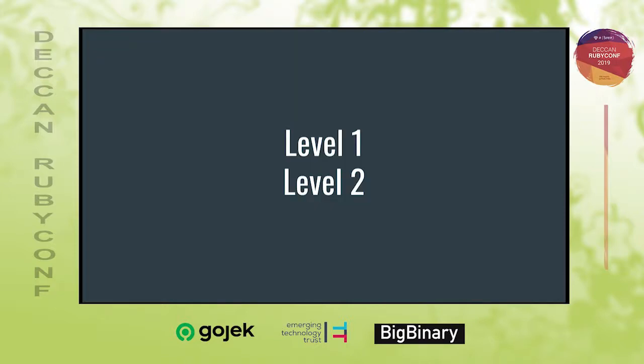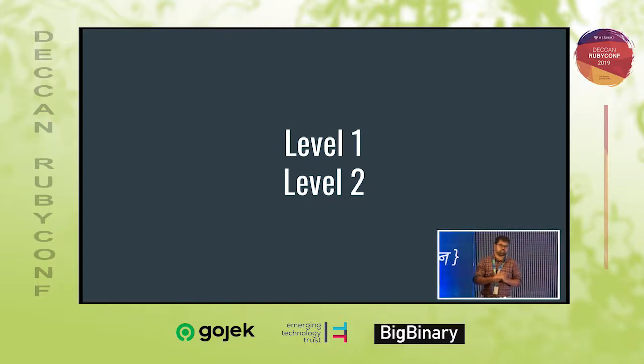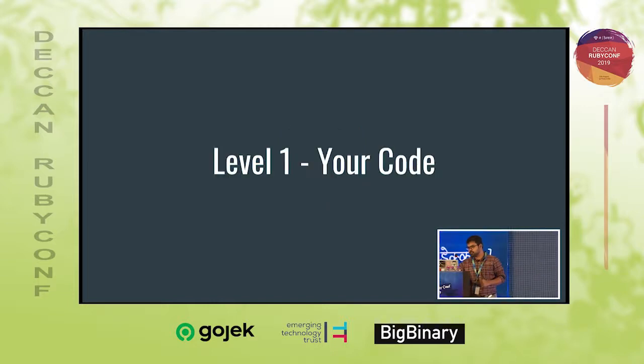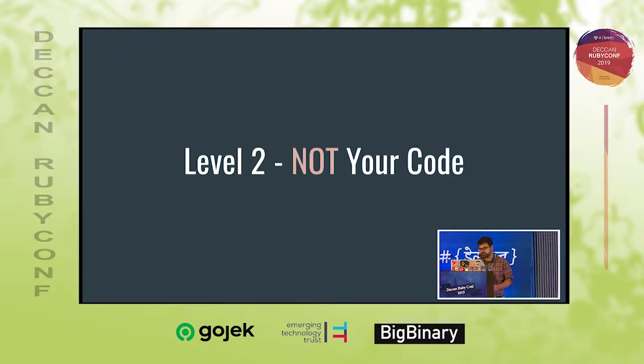So going to Ruby debugging. There are two parts that I have devised, which you should look at. First is level 1, and second is level 2. Level 1 is basically your code, your Ruby code, and if level 1 is your code, you can guess what level 2 is, right? Basically not your code. So let's start with level 2, which is not your code, because it's easier to debug others' problems than your own problem, right? And programmers generally love that.